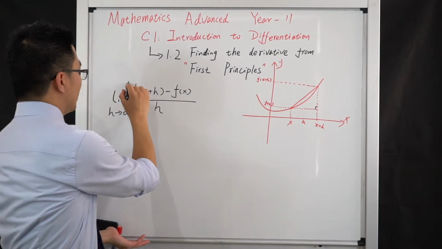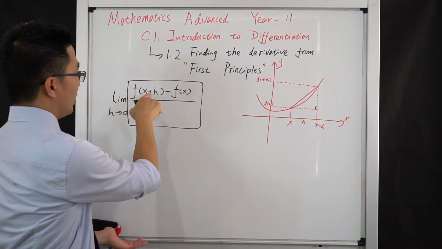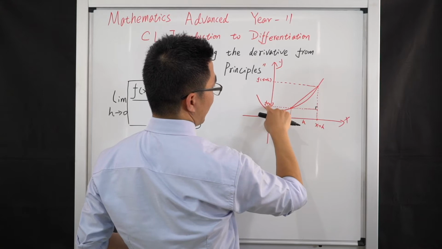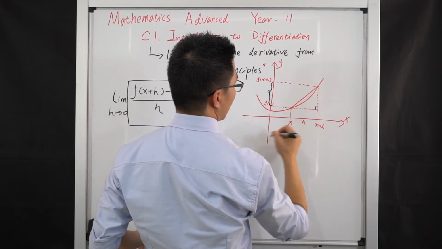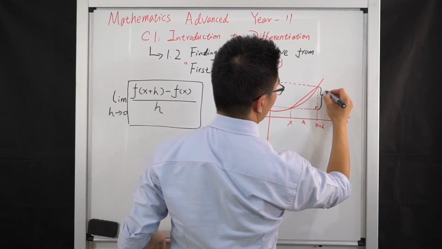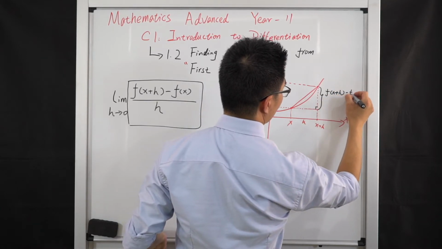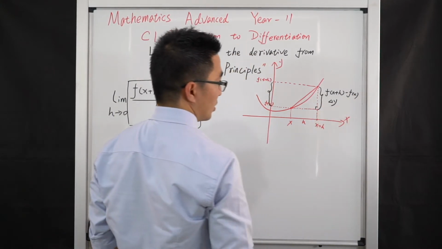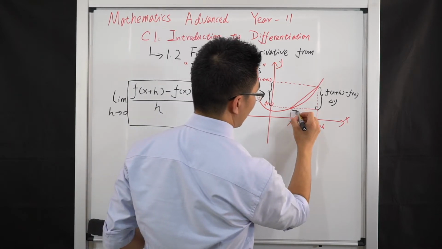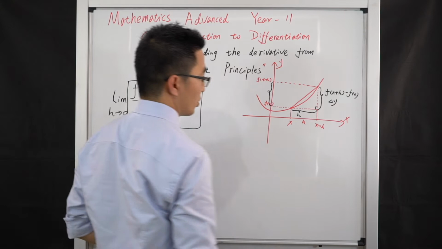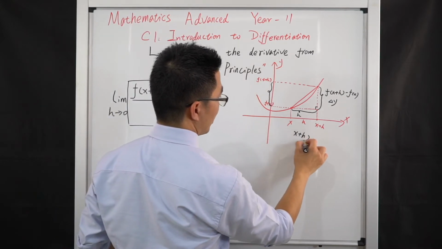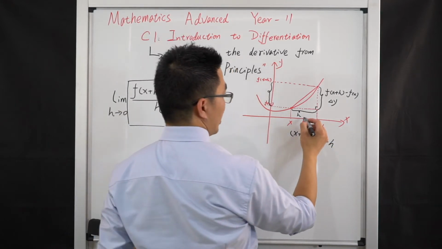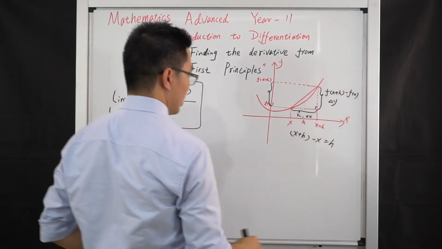When we talk about this one, f(x+h) minus f(x), this would be the difference over here, so this one would be f(x+h) minus f(x), or we can say the delta y. h will be the difference of these two ends, so here will be h, or we can say x plus h minus x, so this one actually is just h. Here we can say is delta x.